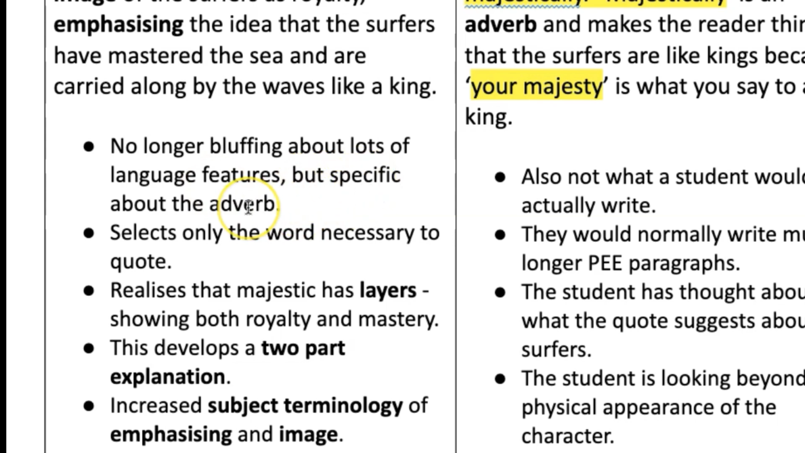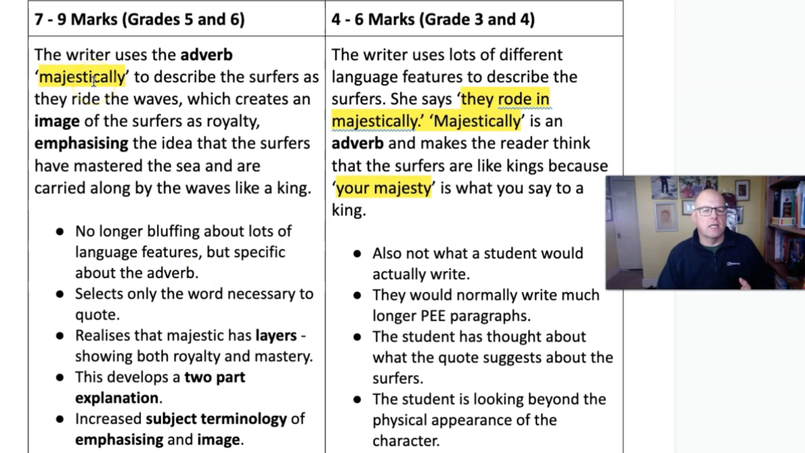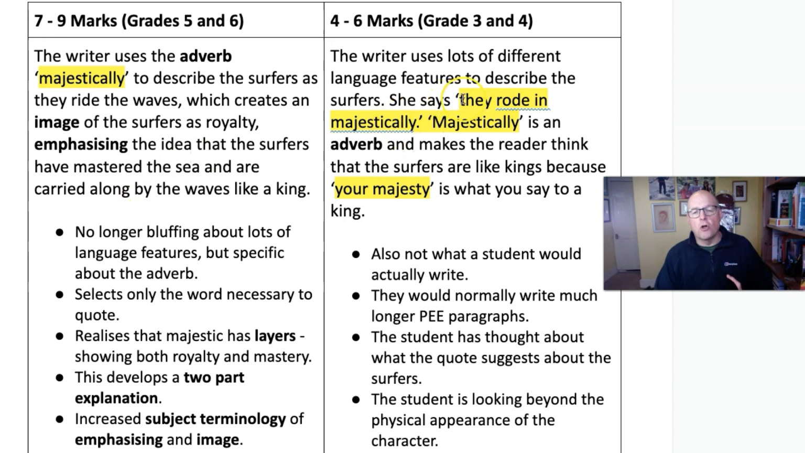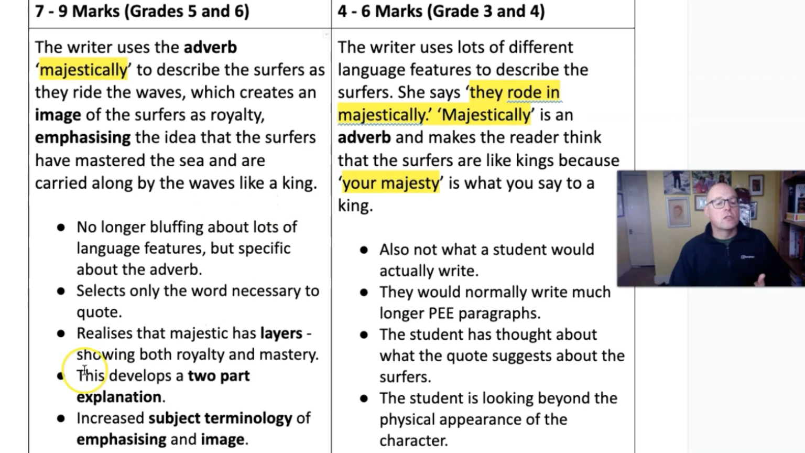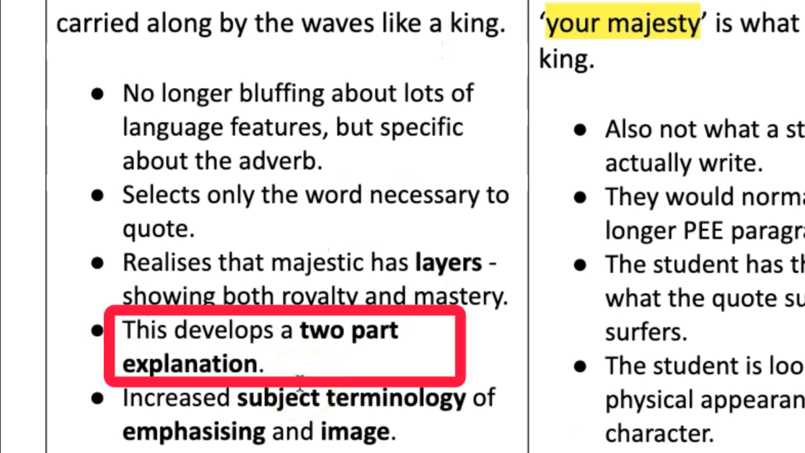So now the student is no longer bluffing about lots of language features. They're getting very specific about this one adverb, majestically. And they've abandoned this longer quotation. They've gone straight in for embedding the single word that's going to give them the explanation they need. Now, this is the first part of the explanation, and this student has a second part explaining the same quotation, emphasizing the idea that the surfers have mastered the sea and are carried along by the waves like a king. So having a two-part explanation gets you into grades 5 and 6.